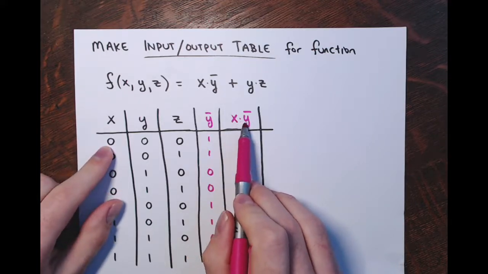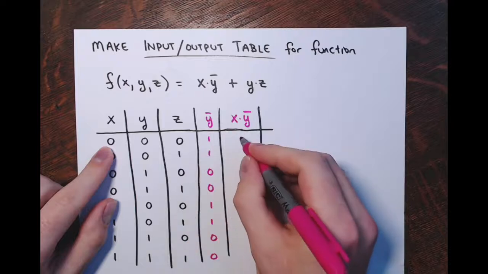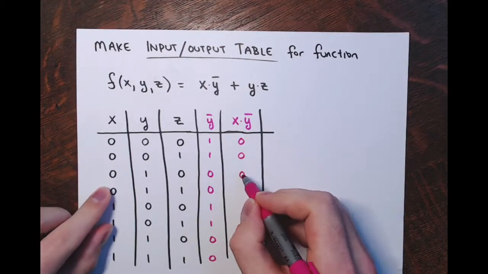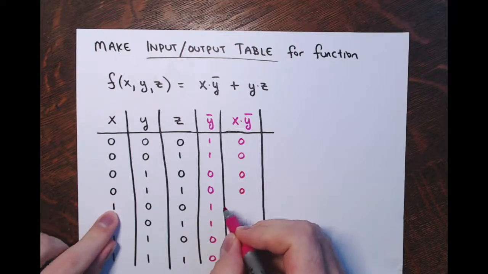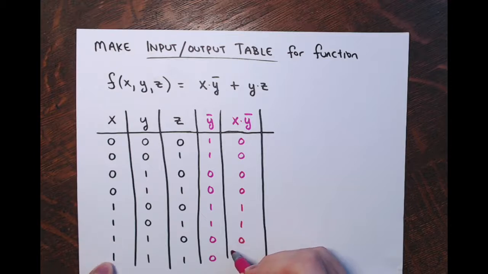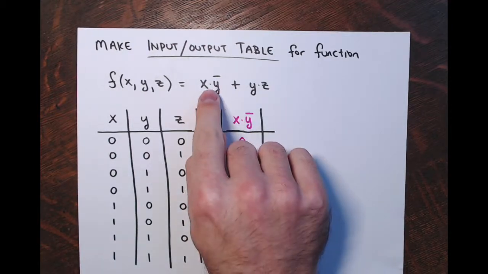Now remember, the only way this is going to be 1 is if they're both 1, otherwise it's going to be 0. So 0 times 1, 0. 0 times 1, 0. 0 times 0, 0. 0 times 0, 0. 1 times 1 is 1. 1 times 1 is 1. 1 times 0, 0. 1 times 0, 0. Alright, that's for the x times not y.